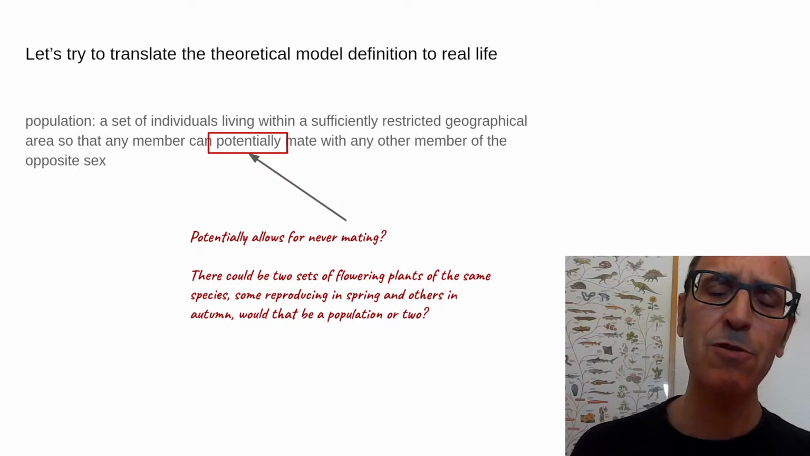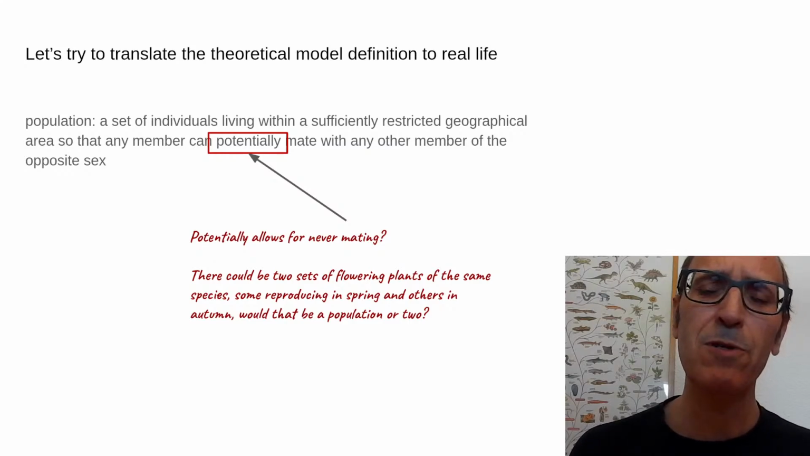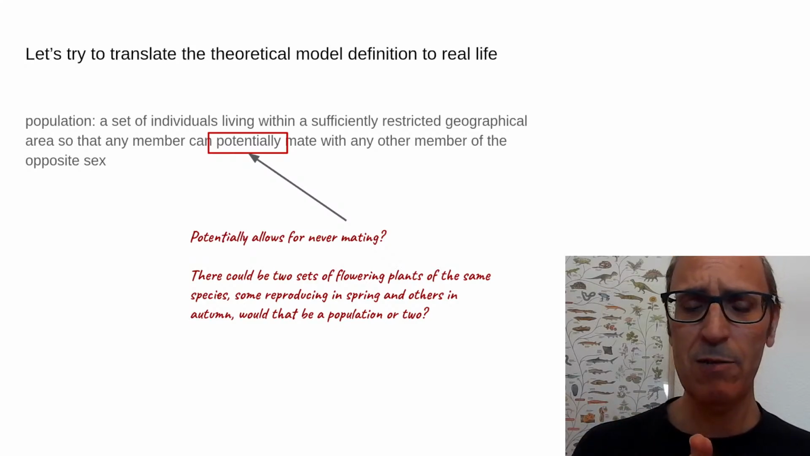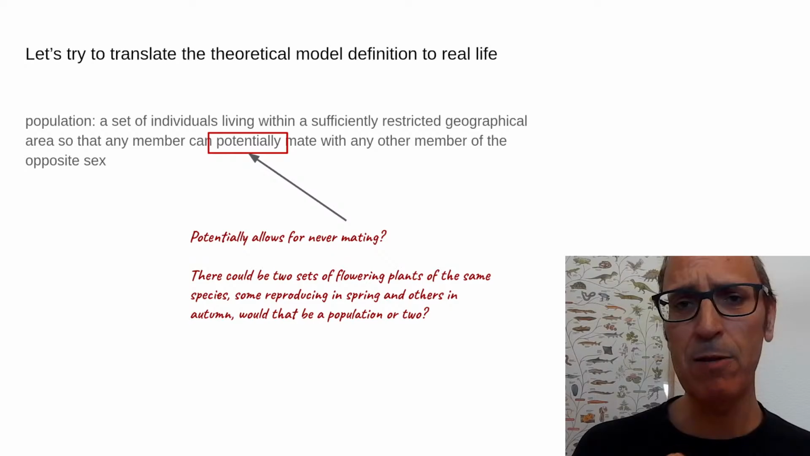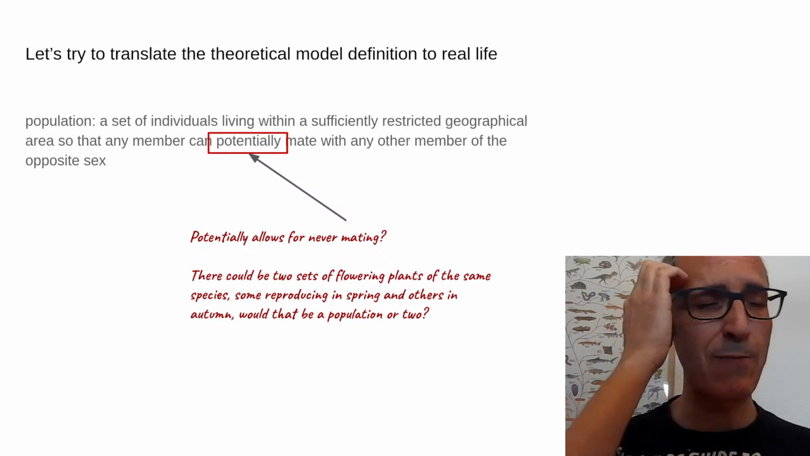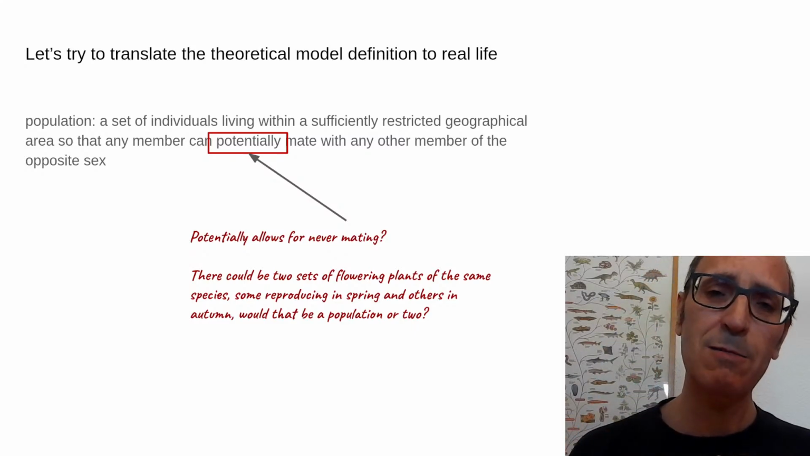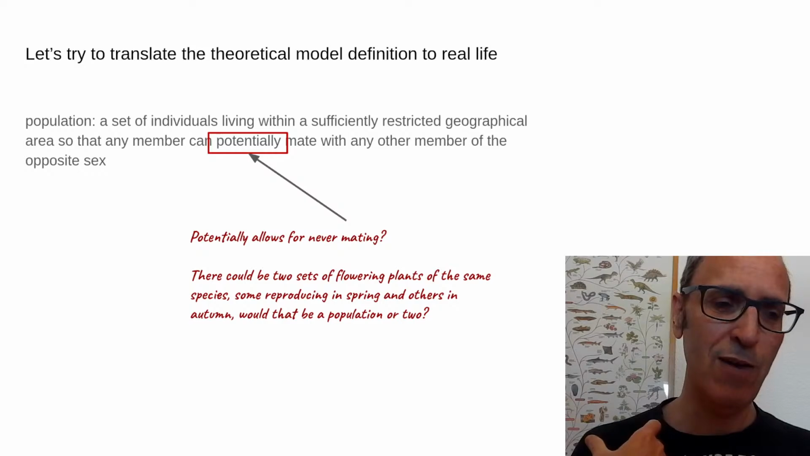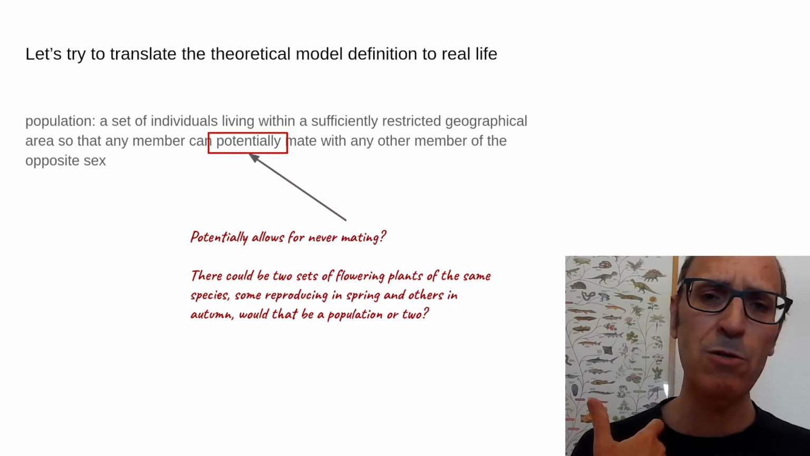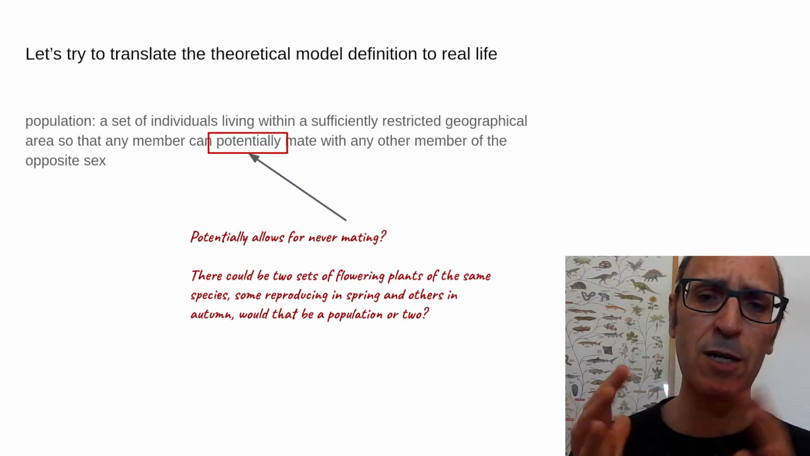And also, what do we mean by potentially being able to mate? Should two individuals that potentially could mate but do not mate be part of a population? That is, for instance, a concern if we are studying autogamous plants. If we have strictly autogamous plants, do they have populations, or not, because they don't reproduce sexually with other plants?